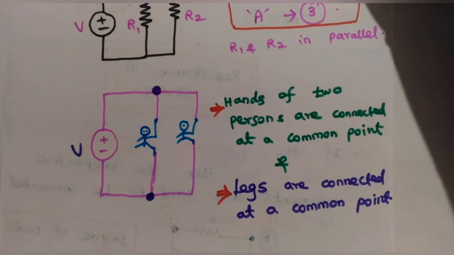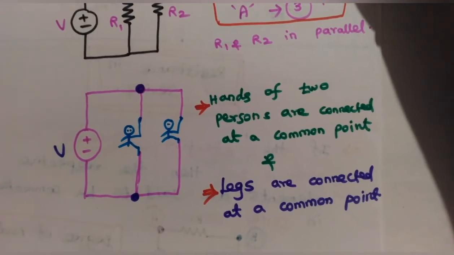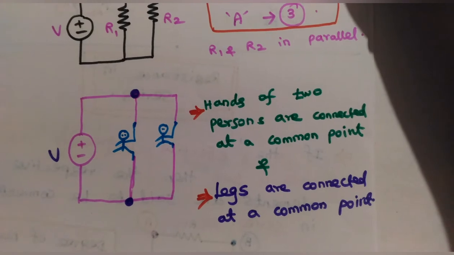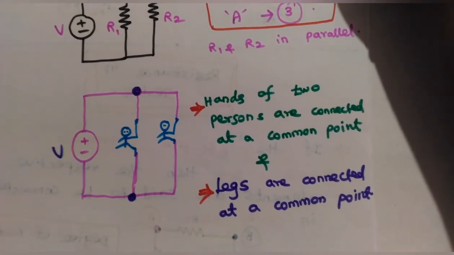So if the degree of a particular node is 2, the elements are in series. If the degree of the node is more than 2, the elements are connected in parallel.